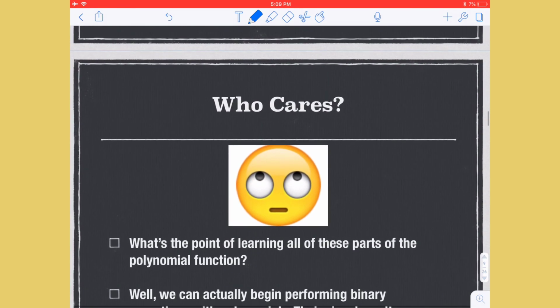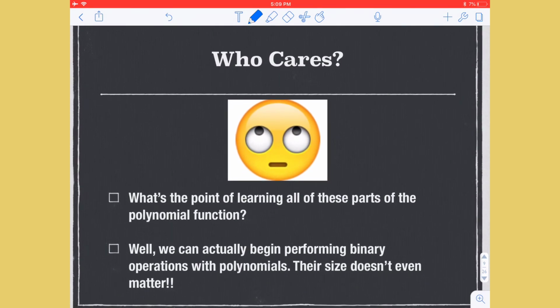Who cares about any of this? Well, the point of learning the parts of a polynomial function is so that we can begin working with binary operations on our polynomials. The size is not going to matter, so we'll work with monomials, binomials, trinomials, and regular polynomials. So that is it for this video.